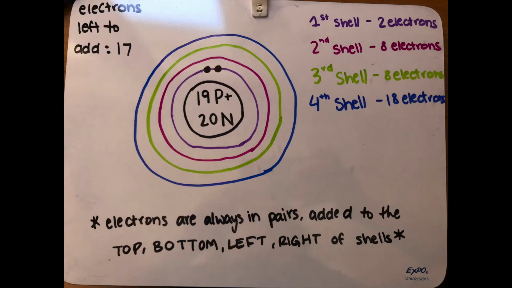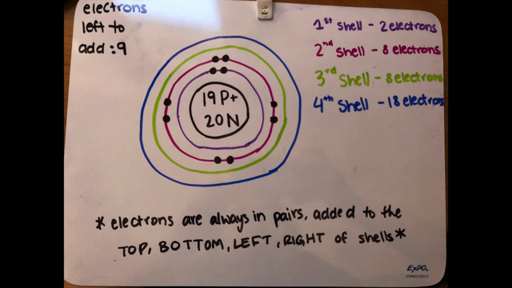Now we have to add our electrons. Electrons are always added in pairs, and they are added in a clockwise direction. So first we add them at the top, then the right, then the bottom, then the left. So in this diagram, we've added 2 electrons, since that's the maximum capacity of the first valence shell. And now we have to add 17 more electrons.